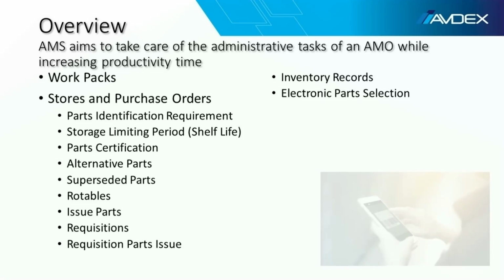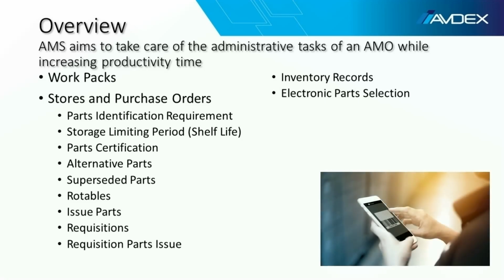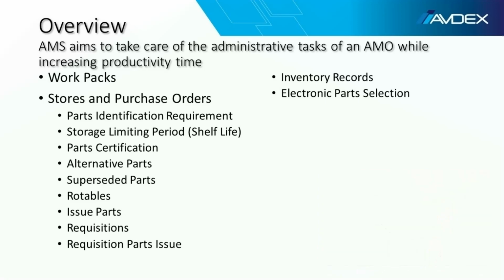Electronic part selection. Inventory mobile scan. The mobile scanning functionality has been implemented to simplify the issuing and returning of parts to and from a work pack. This function will allow the stores to issue and return parts by simply scanning the barcode presented on the inventory label.